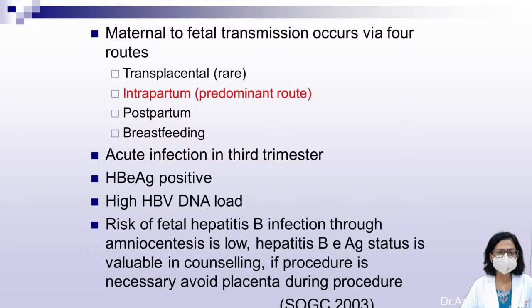So the most important time of transmission is intrapartum, that is, during labor. Also, transplacental passage during pregnancy, postpartum and breastfeeding may also occur. More important, the transmission is more likely if the infection is in the third trimester. If the woman is E antigen positive, there is high viral load.